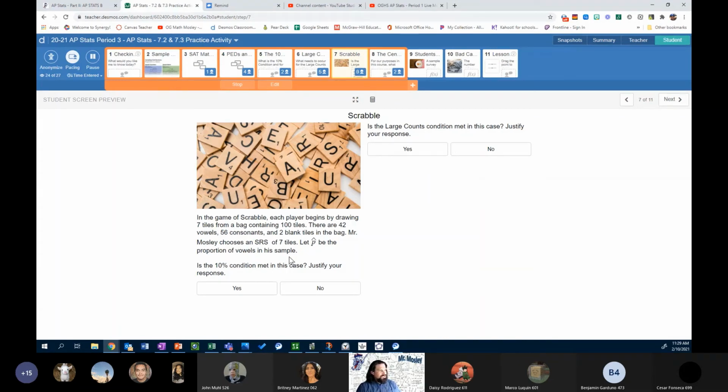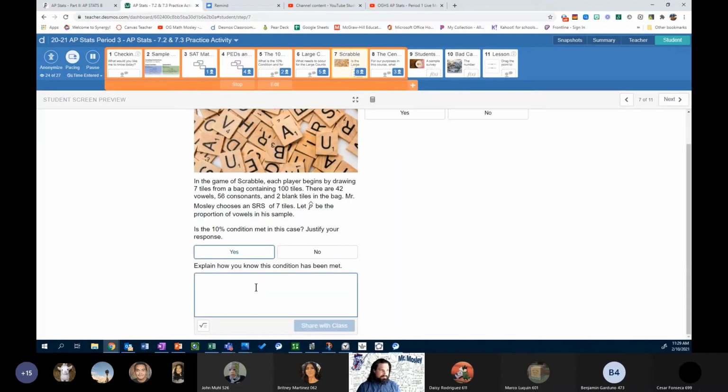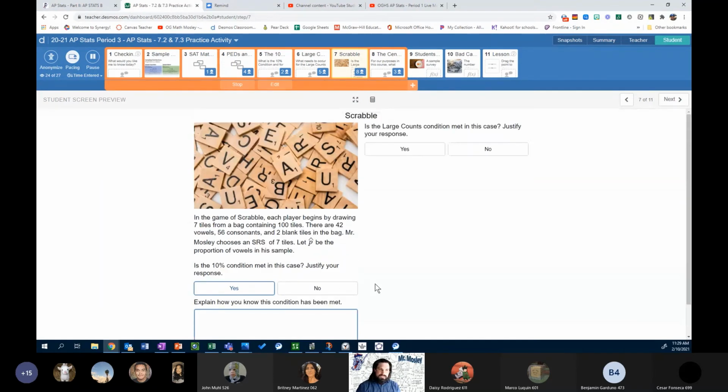Mr. Mosley chooses an SRS of 7 tiles. Let p hat be the proportion of vowels in my sample. Is the 10% condition met in this case? In other words, is 7 less than or equal to 10% of 100? Yes, 7 is less than or equal to 10, so this condition is met, for the reason I just explained. The large counts condition, is this condition met?